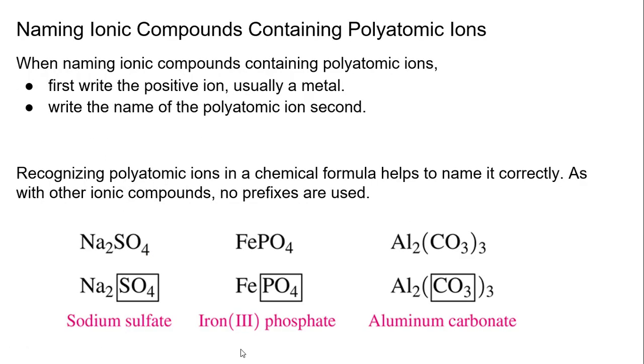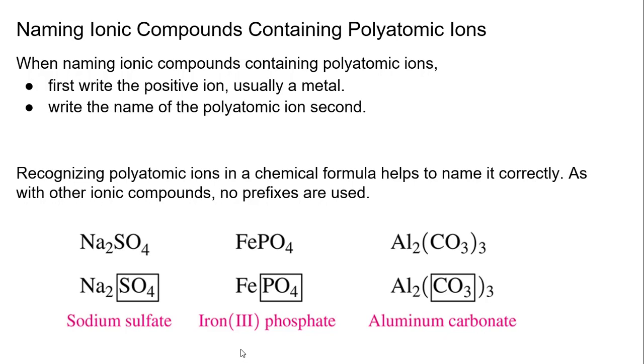Okay, so naming ionic compounds containing polyatomic ions. When naming an ionic compound containing polyatomic ions, you first write the positive ion, which we've been doing if you have been following my previous lectures, and then you write the name of the polyatomic ion second.